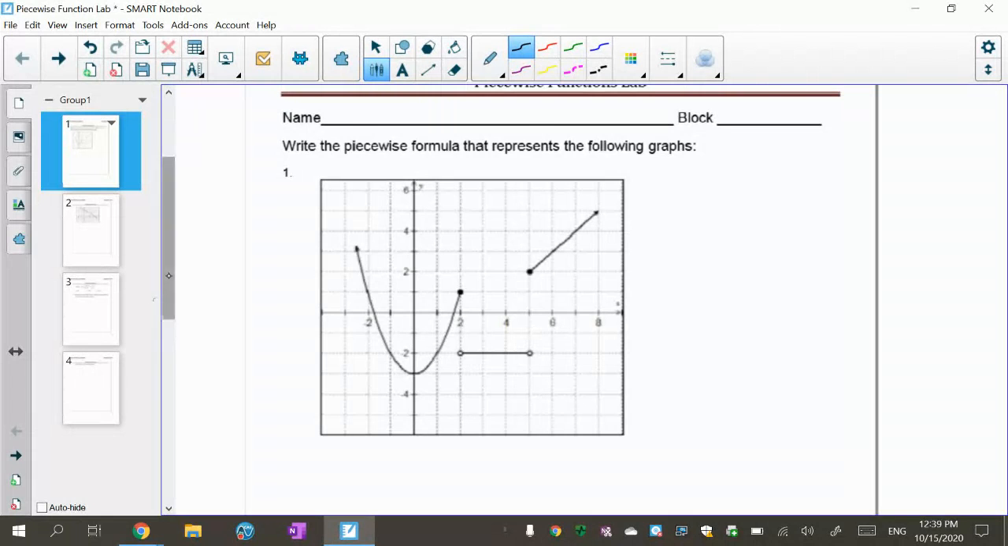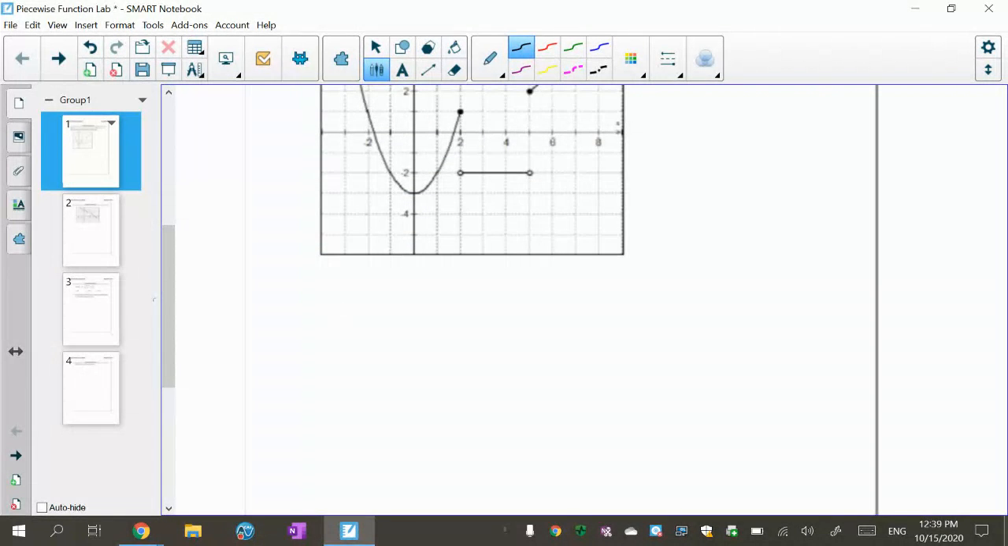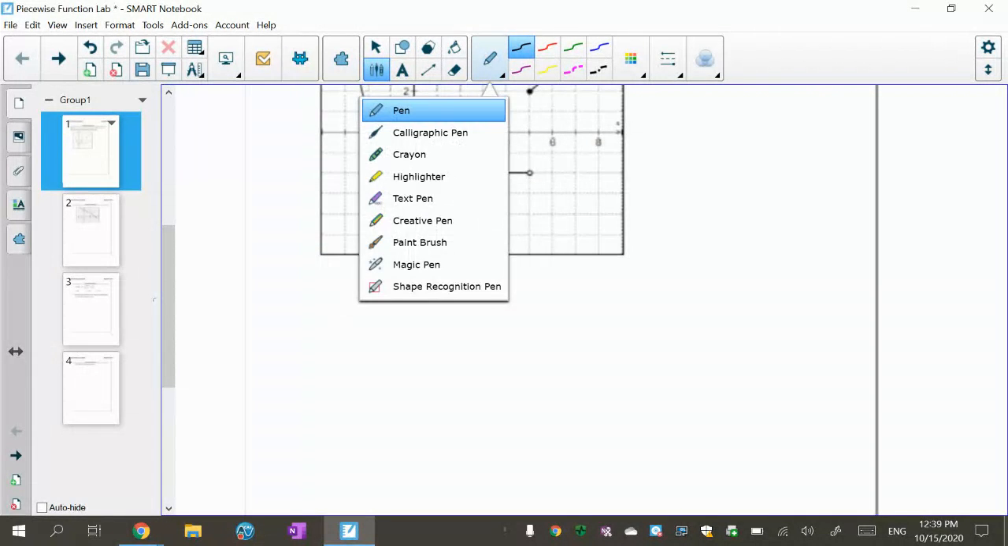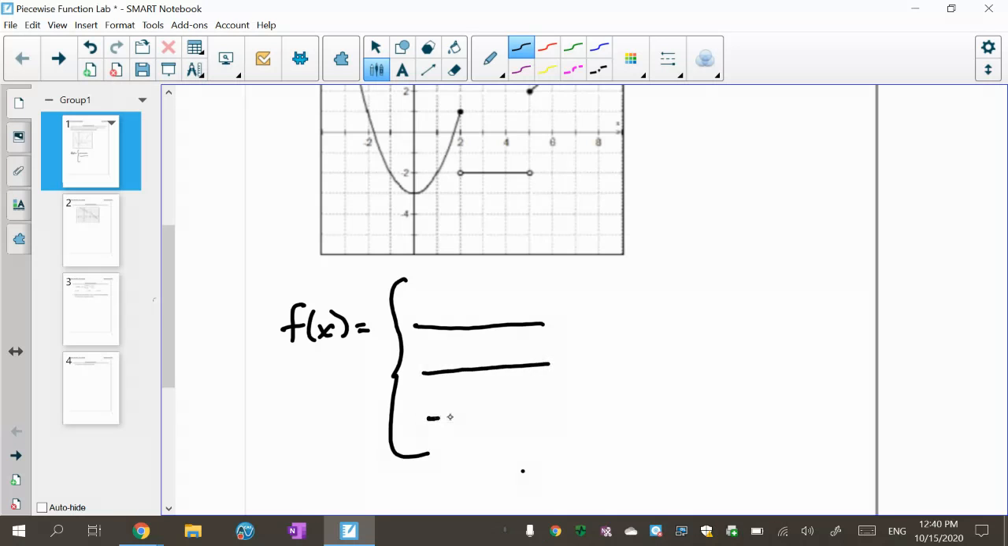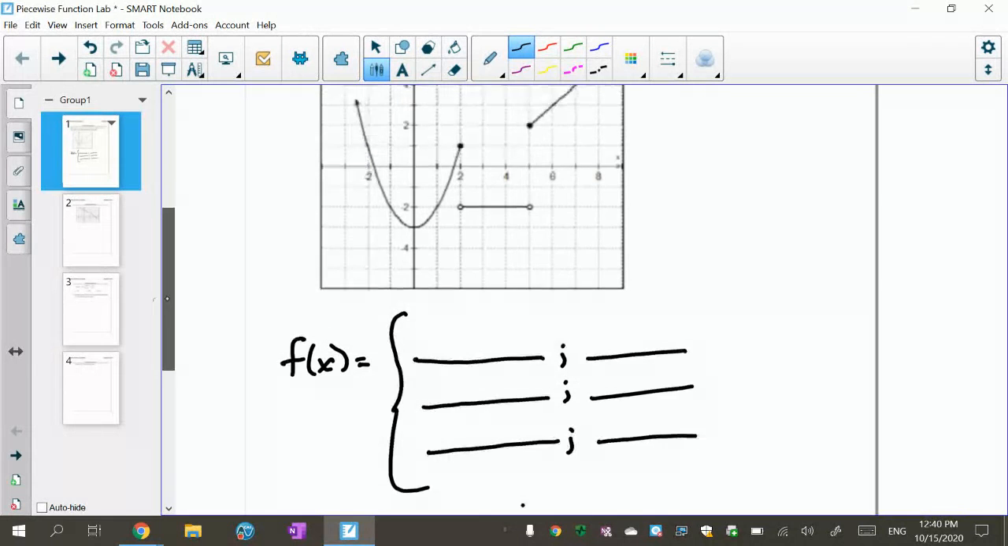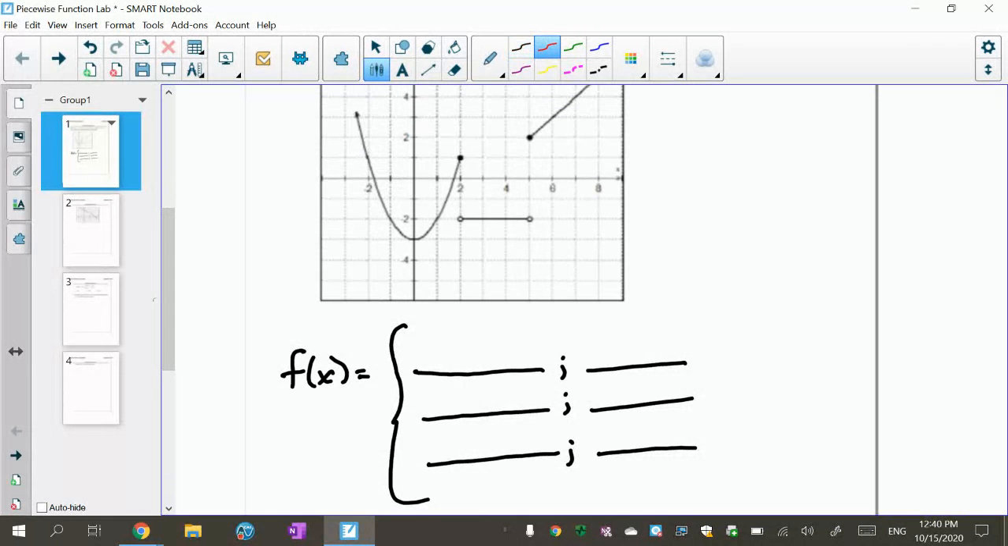So I'm going to set up down here what this graph is going to look like when we're done with our formula. We have this nice formula of f of x equals, and it's got three pieces, so I'm going to set it up. I've got three formulas coming here, and then I have a semicolon because it's going to have where the domain restrictions are. So let's do the domain restrictions first.